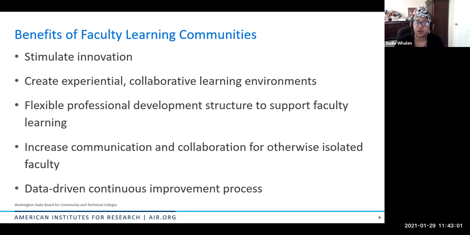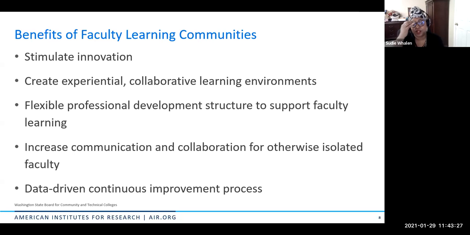Faculty learning communities also increase communication and collaboration among faculty who otherwise, by the nature of their work, are individualized in their classrooms and labs and are often isolated from colleagues. They are very often siloed, and siloed teachers and faculty, it's kind of just the way colleges work, but faculty tends to be happier when they have an opportunity to collaborate. They're more motivated and they actually do better work.